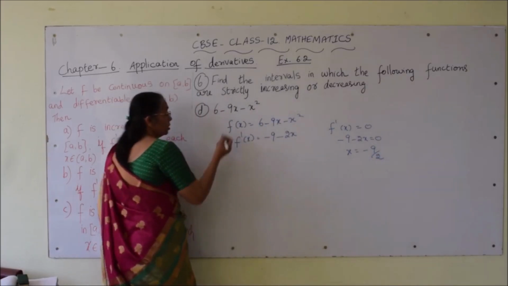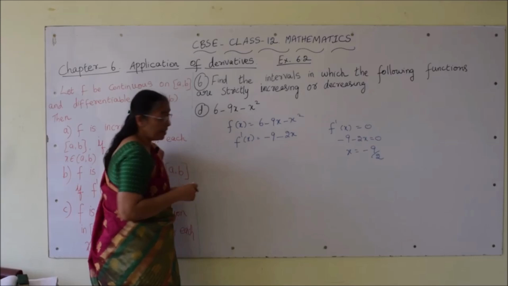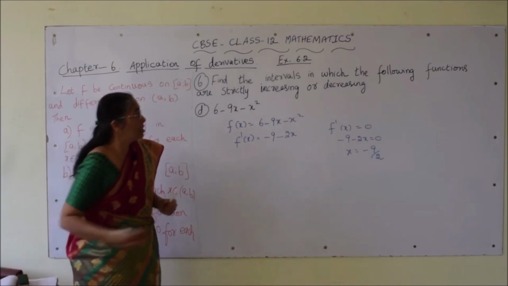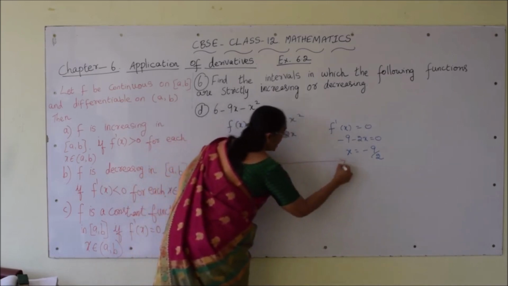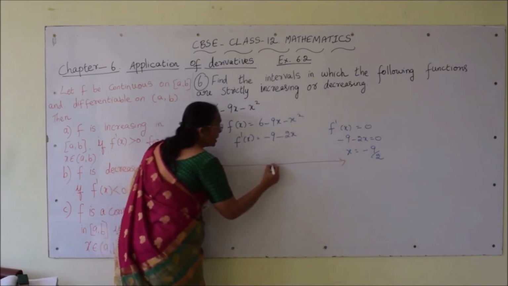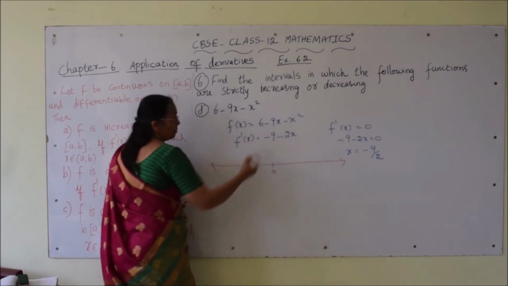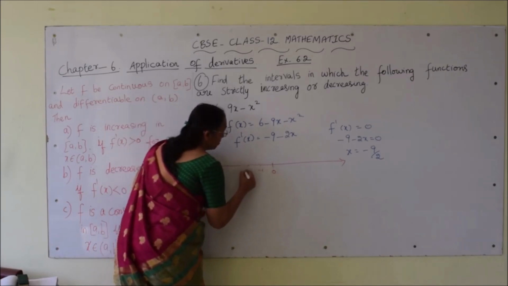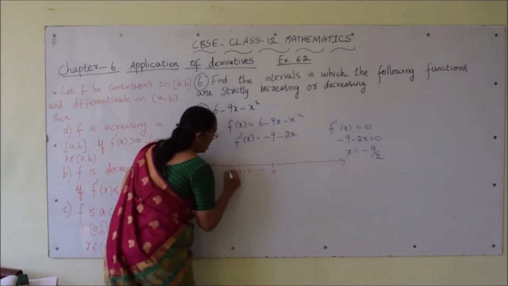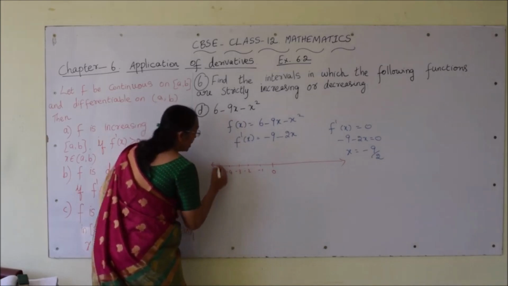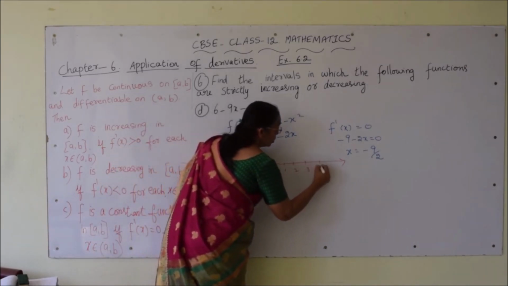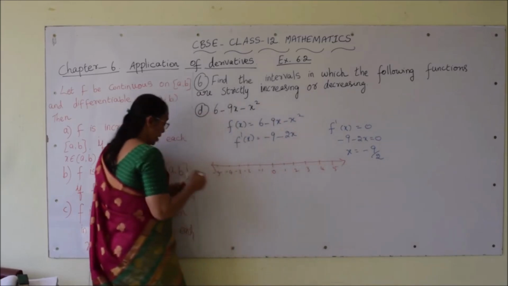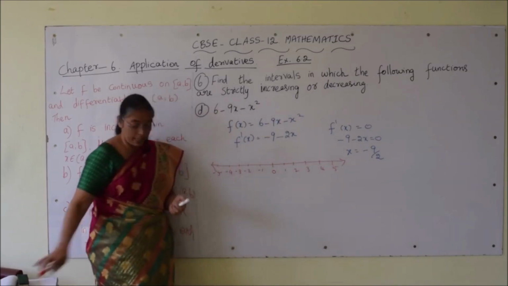Now the number line is divided into two intervals: one is x less than minus 9 by 2, another is x greater than minus 9 by 2. The turning point is at minus 9 by 2, which is nothing but minus 4.5, lying between minus 3 and minus 4 and beyond. So our turning point is at minus 9 by 2.